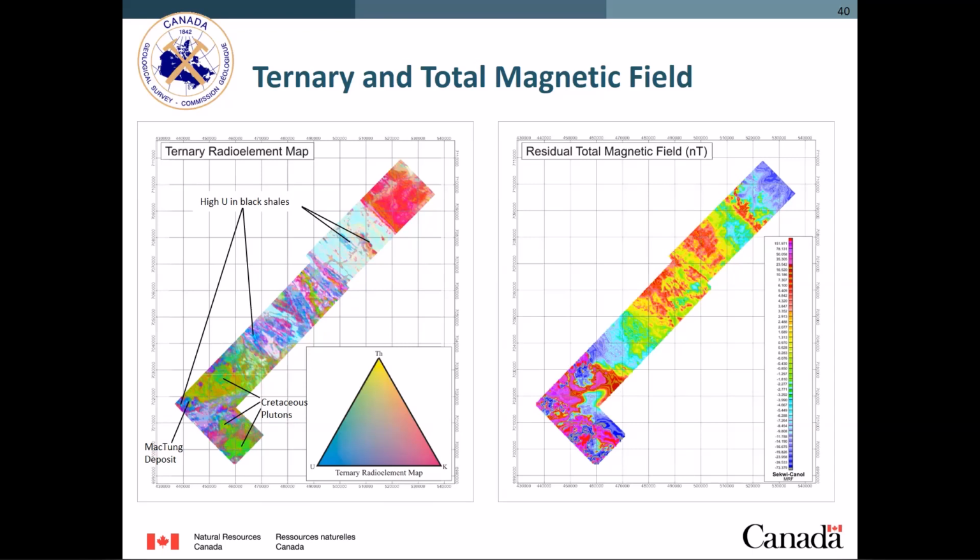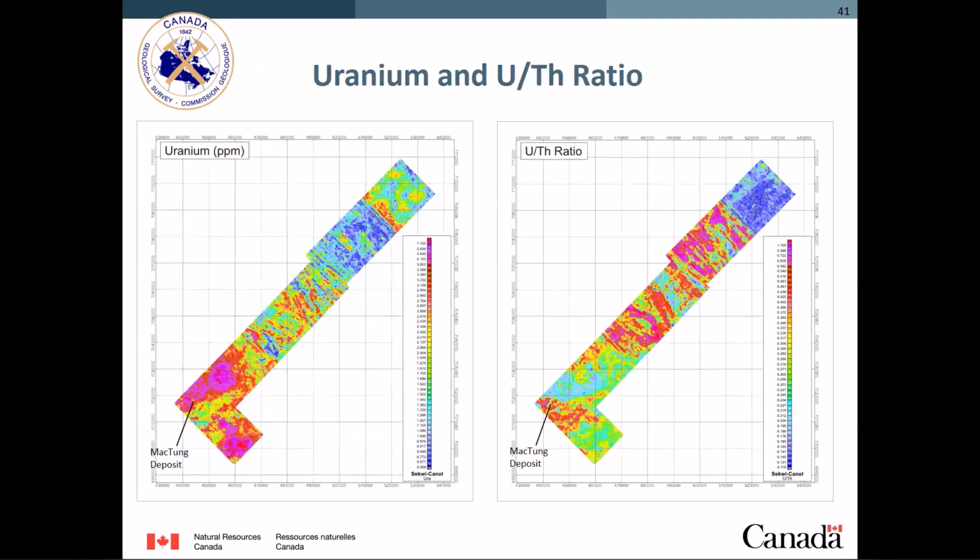The Mactung deposit is here, and it has kind of a different purplish signature. And that's a tin mine, so looking at tin-type granites in that case. Just looking at the uranium, the amount of detail you can see there, and the uranium-thorium ratio, which highlighted the Mactung deposit here. So again, uranium, thorium, potassium, we have separate images for each, and we can combine them in a ternary sense.